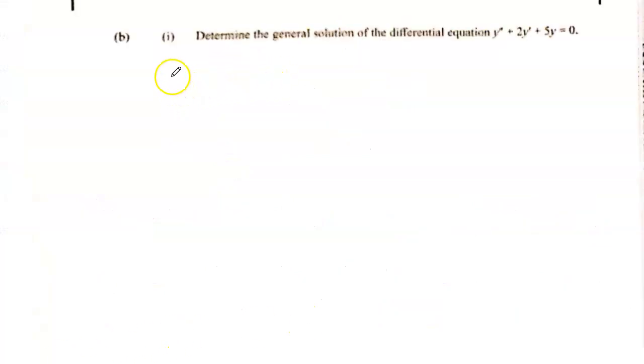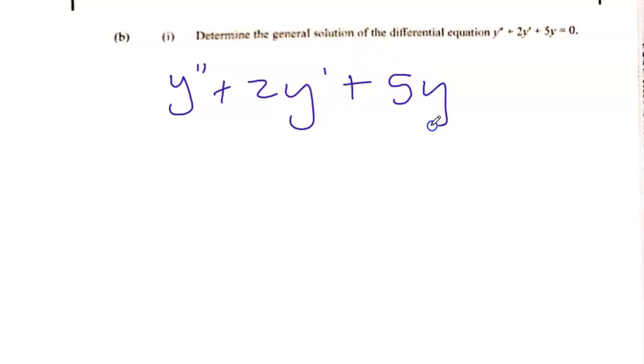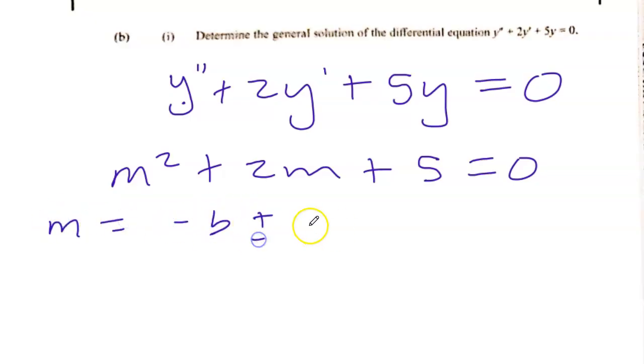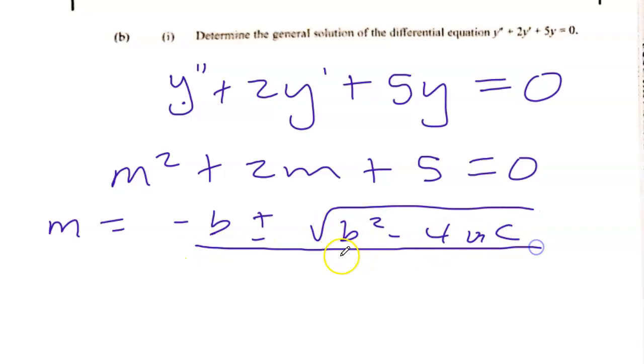Next, determine the general solution of the second order differential equation y'' plus 2y' plus 5y is equal to 0. So we can get the equation m squared plus 2m plus 5 is equal to 0. Can it be factorized? No, it can't be factorized easily, so we have to use the quadratic formula: m equal to minus b plus or minus square root b squared minus 4ac all over 2a.